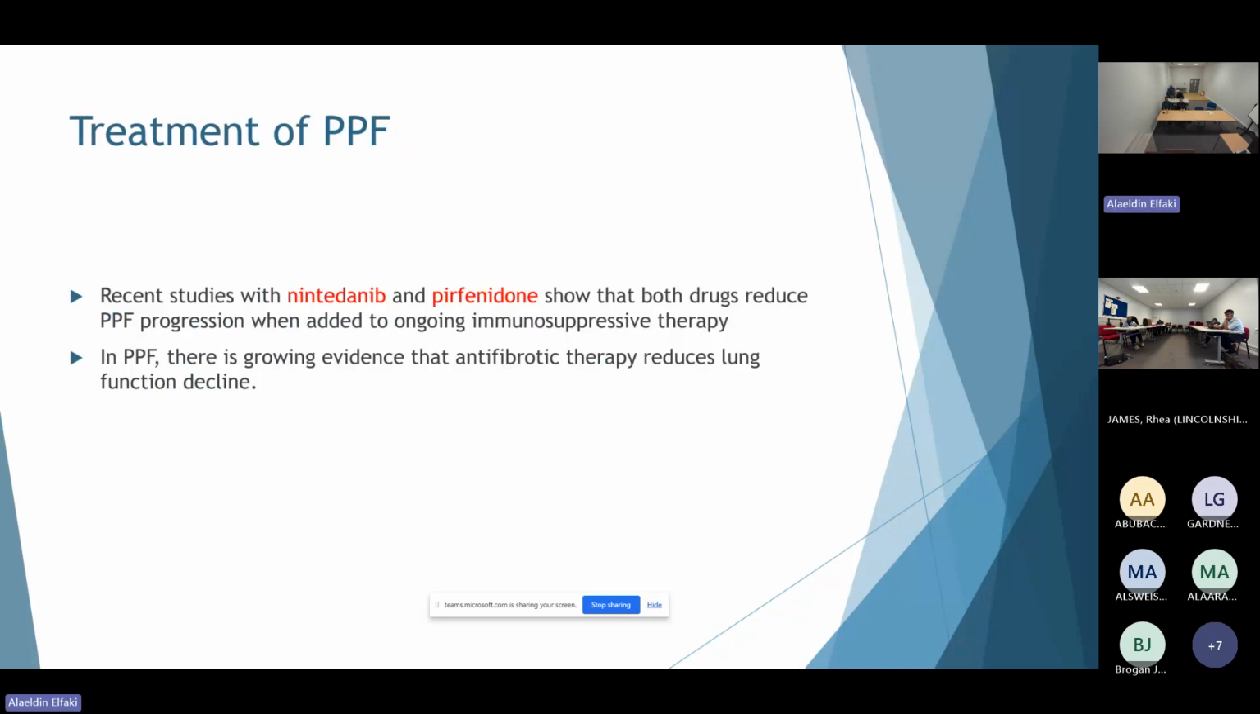So treatment of progressive pulmonary fibrosis is by giving the antifibrotic medications, nintedanib and pirfenidone. These are the drugs that have been licensed for progressive fibrosis. They don't cure the fibrosis, but they slow down the progression of the disease.